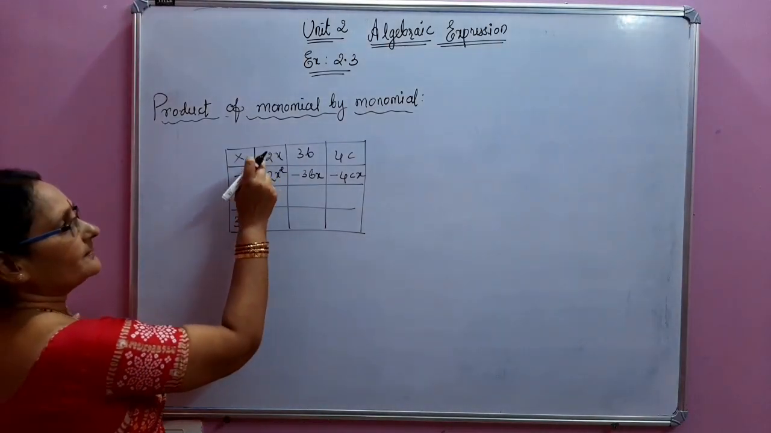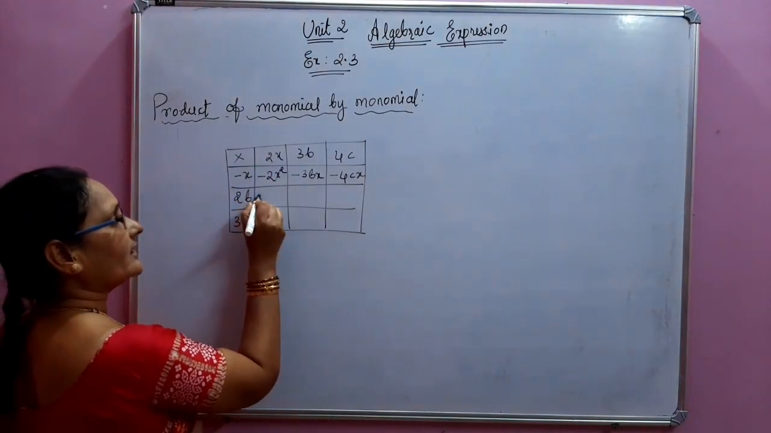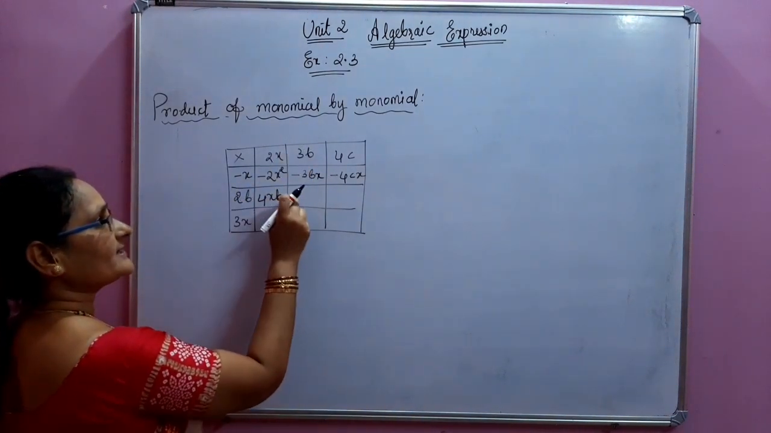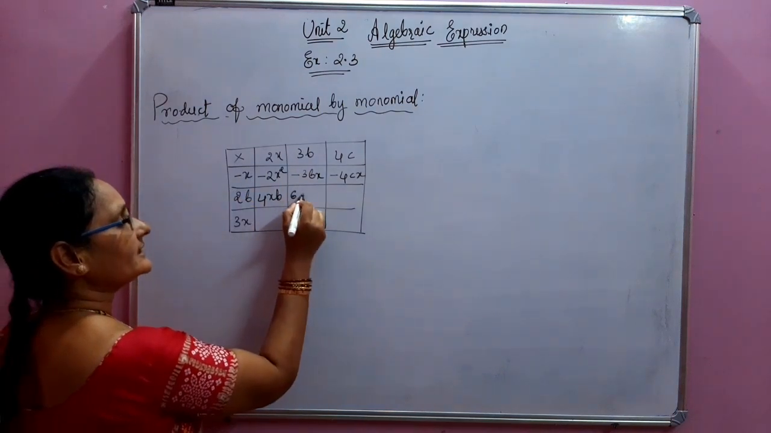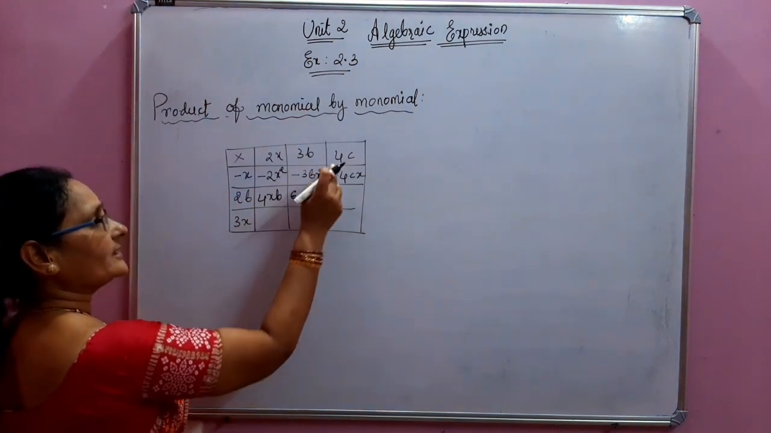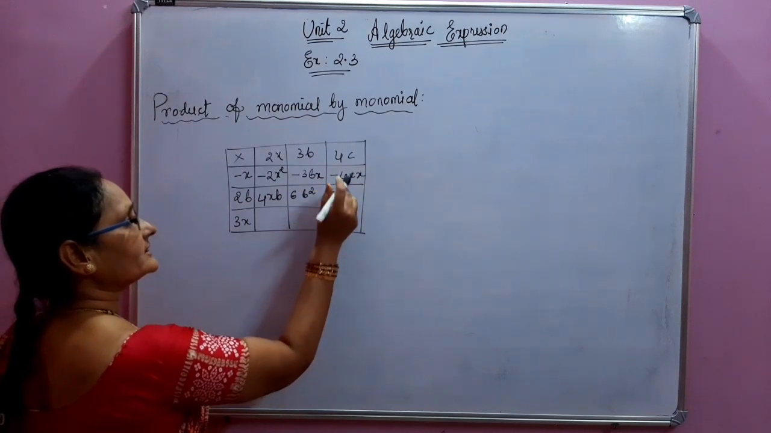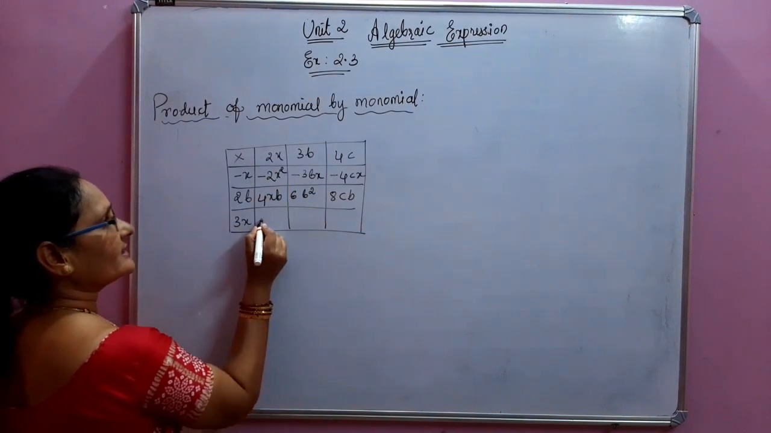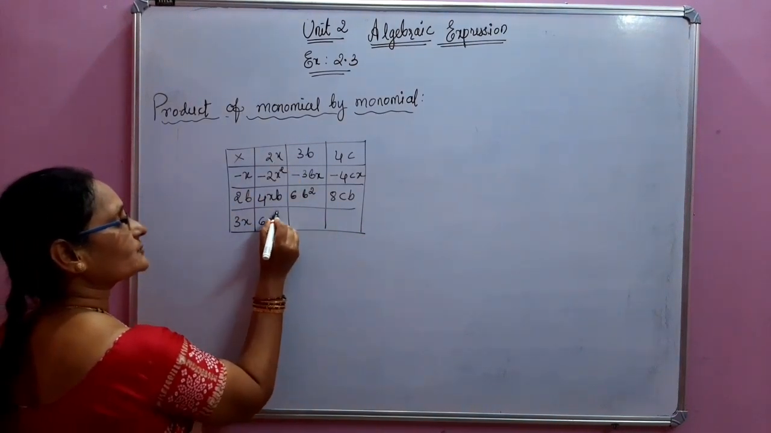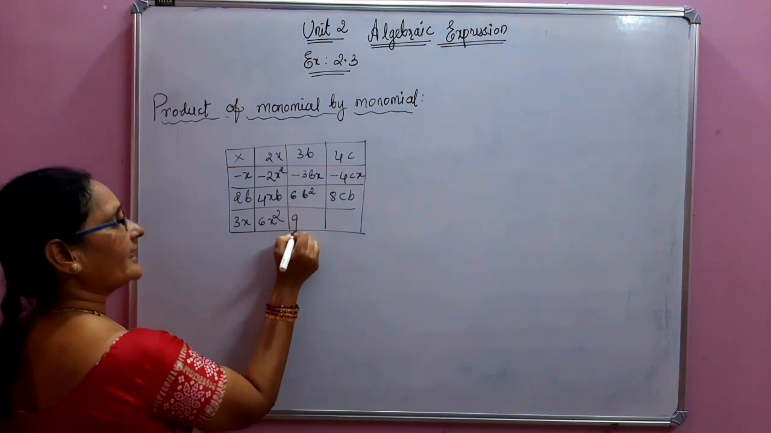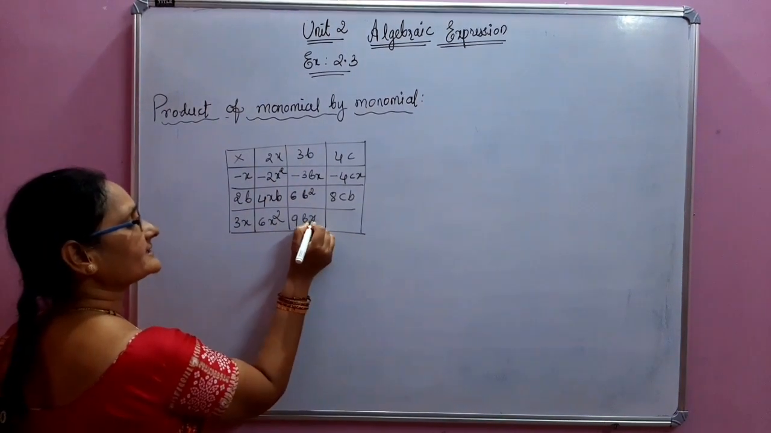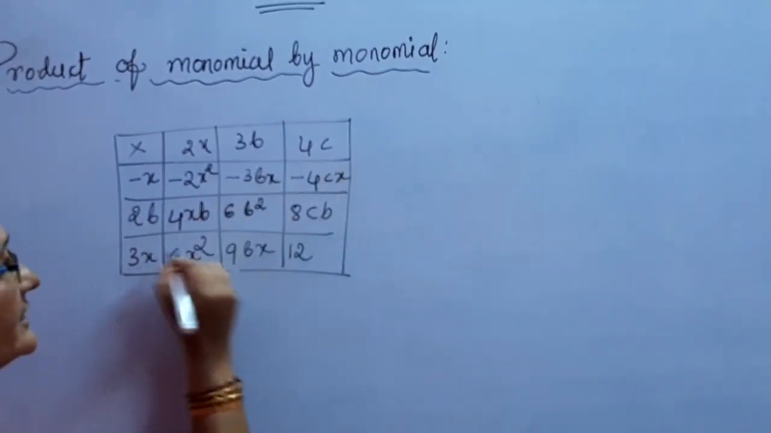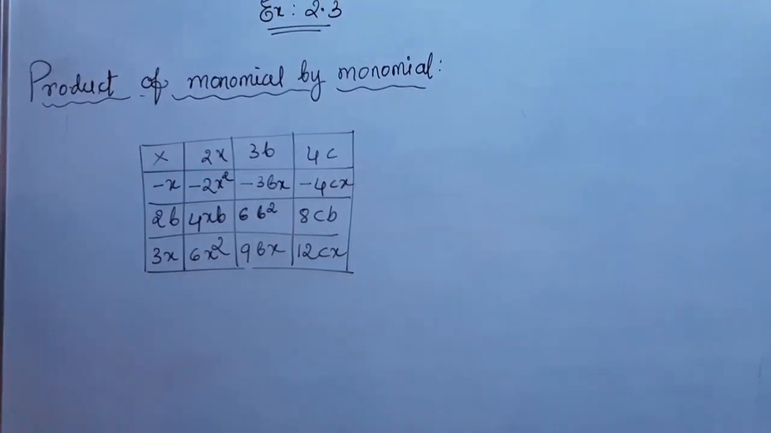Then plus into plus, plus only. 2 twos are 4, x into b, xb. Plus into plus, plus only. 2 threes are 6, b into b is b square. 4 into 2, 8, c into b, cb. Now 2 threes are 6, x into x, x square. 3 threes are 9, b into x, bx. Like this we have to do. 4 into 3, 4 threes are 12, c into x, cx.